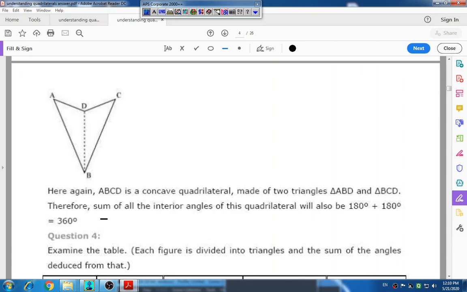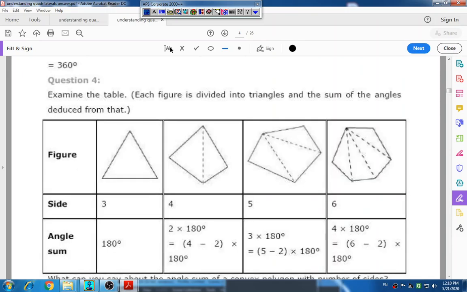Now the question number 4, look at here, this question is very important. Examine the table. Each figure is divided in two triangles and then sum of the angles deduced from that. Look at here in this first triangle having side 3 and the sum of angle is 180 degree. Here angle having 4 sides. How many triangles are there? 2. So 2 into 180 degree. Okay. So how this will come here? 2. 4 minus 2 as like that.